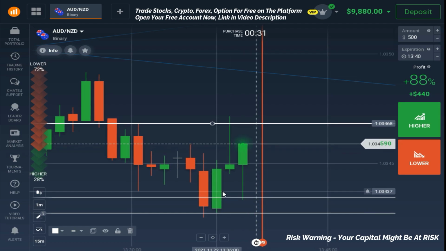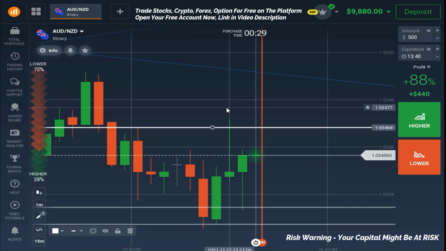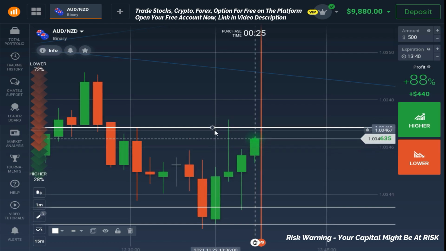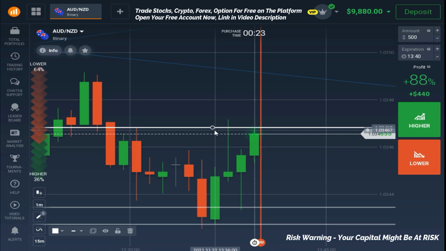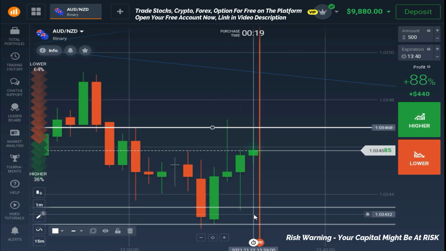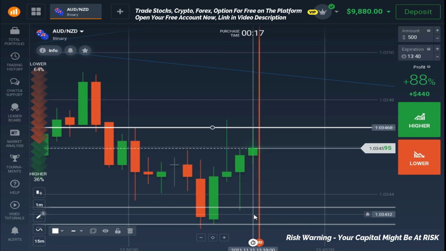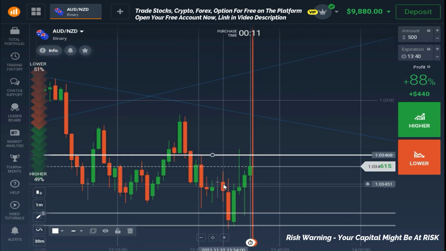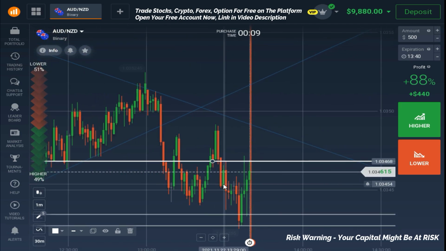So in this case, I will say that the sellers are strong here, but they are not that strong that they will move the market in the downward direction. The buyers are trying their best to hold the market, but still I will say that the sellers are strong here. So what we need is a clear breakout.